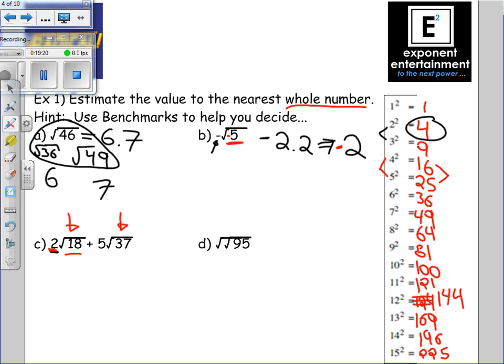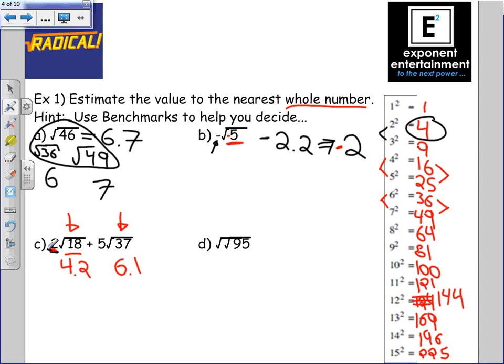The square root of 37. Where does 37 lie? There, right? Which means the square root of 37 would be in between what? It'd be somewhere between the 6 and the 7, and it's closer to which one of those? 6. 6.1. People are asking, what do we do with these numbers? We still need to have them there.